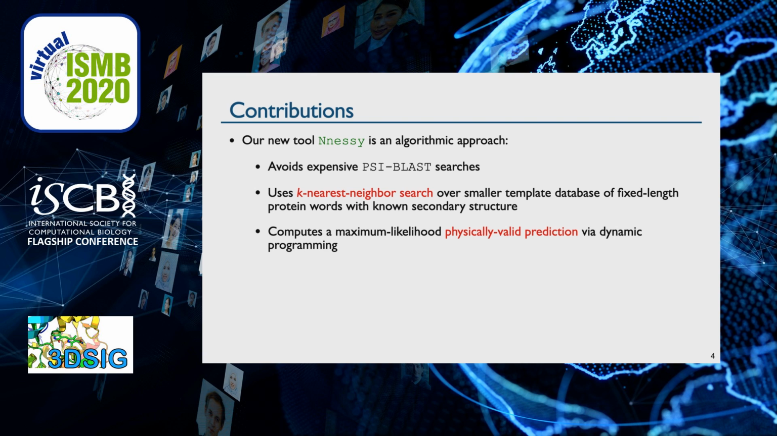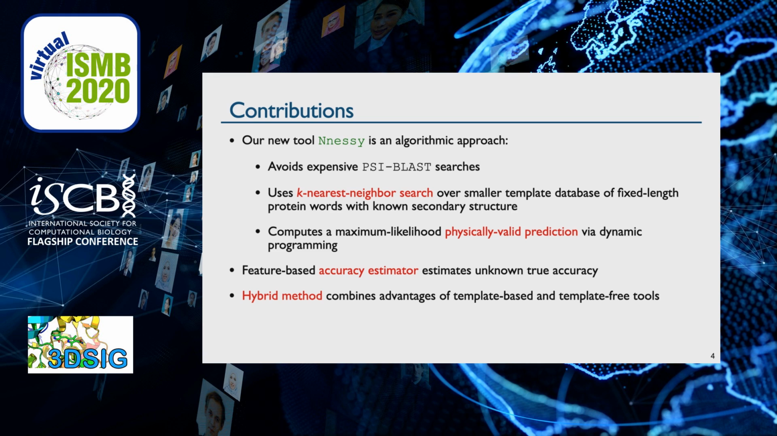NESI also computes a maximum likelihood physically valid prediction via dynamic programming, where the dynamic programming satisfies minimum run lengths, even for the 8-state model, and also runs in linear time and is easily adapted to other tools. Instead of outputting confidences, NESI uses a feature-based accuracy estimator that takes a feature of the prediction process and estimates the unknown true accuracy of its prediction.